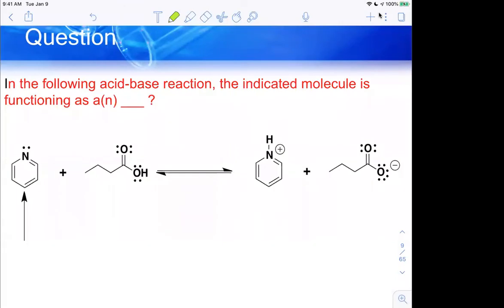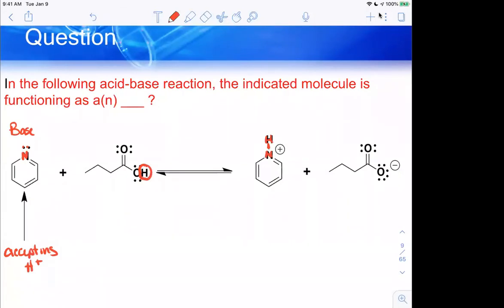Here's another question. In the following acid-base reaction, the indicated molecule is functioning as a what? Well, let's just talk about this. Here's my nitrogen with the lone pair. Here is my nitrogen. Now it has a hydrogen attached and it has become positively charged. So this is my base because it's accepting a hydrogen.